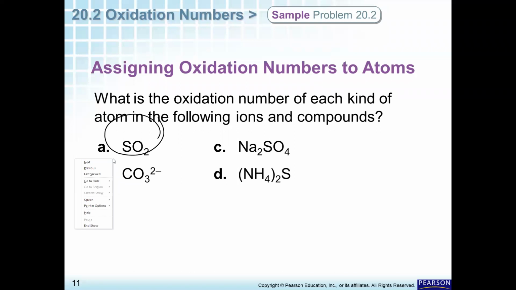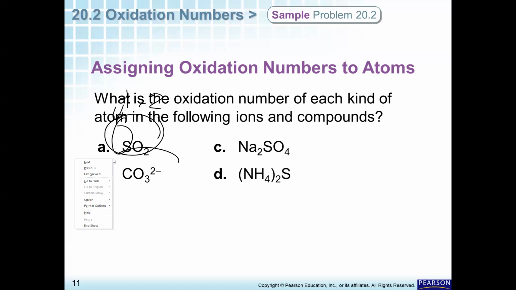طيب الاكسجين قديش؟ as usual -2. وكم اتم في عندنا؟ 2. معناها المجموع تبع الاكسجين is -4. طب عشان الكل يصير 0 قديش السلفر لازم يكون؟ 4 plus. اذا السلفر is 4 plus والاكسجين is -2. هيك بنحط فوق هذول. اوكي؟ طيب كل فاهم هذا السلفر اوكسايد؟ اللي مش فاهم يقول، لانه بعد شوي راح نصير نعتمد على هذا الموضوع في تحديد الاوكسيدايز والريديوس والى اخره.